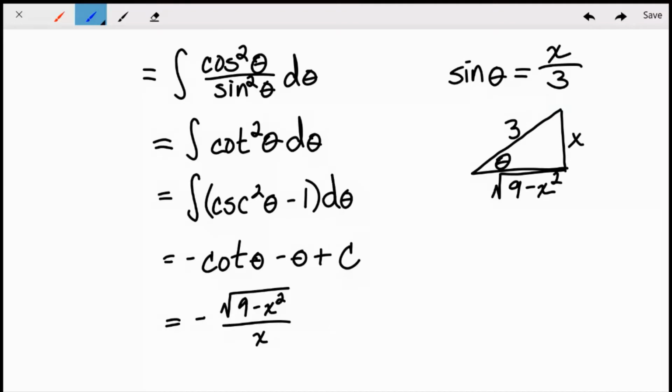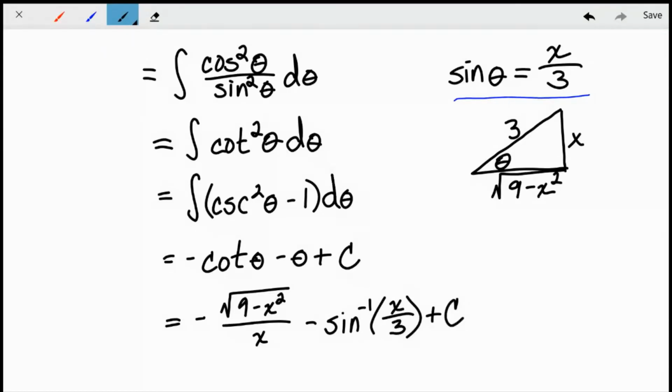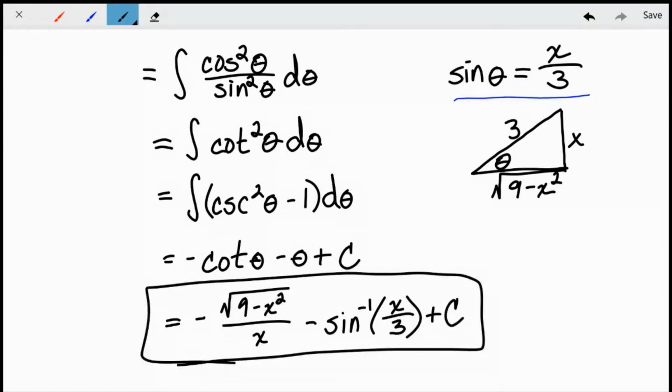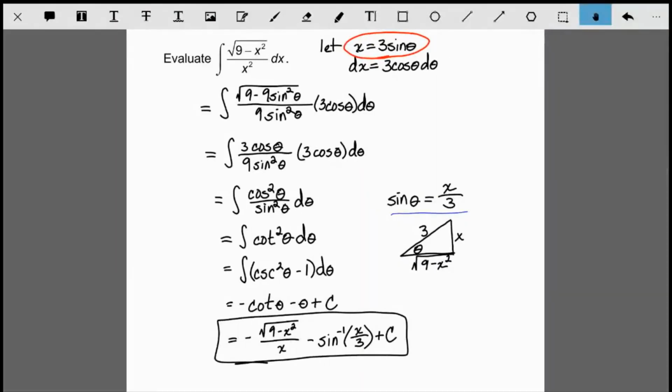Okay, now theta, I can go back to this expression. If I wanted to solve for theta, theta would be the same as the inverse sine of x over 3. So that means this would be minus the inverse sine of x over 3. And then I've got my plus c. So in the end, I'm able to integrate that original expression, square root of 9 minus x squared over x squared, even though none of our other methods would work. We're able to rewrite it in terms of trig functions, and then that allows us to solve the integral out.